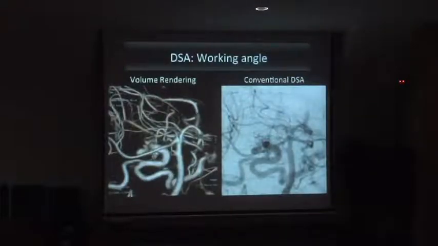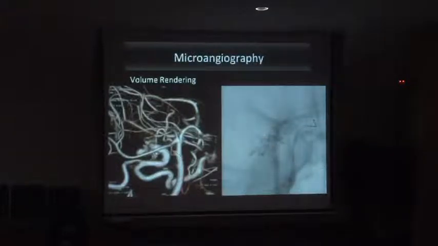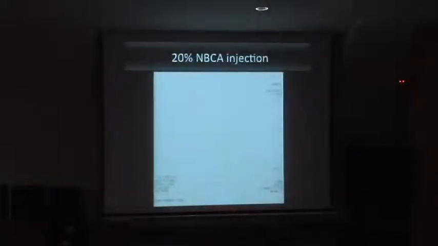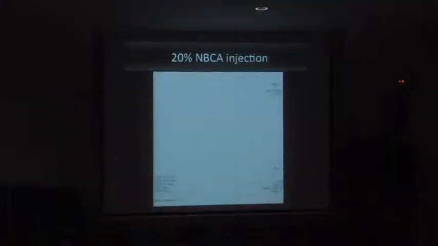This is the DSA working angle. I inserted the microcatheter into the feeder branching from the basilar artery, and right is microangiography. I injected 20% NBCA via this feeder without any reflux. Now it's pushing. Still pushing. Without any reflux.